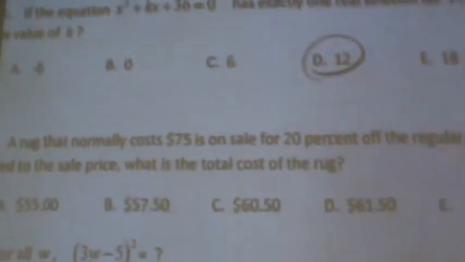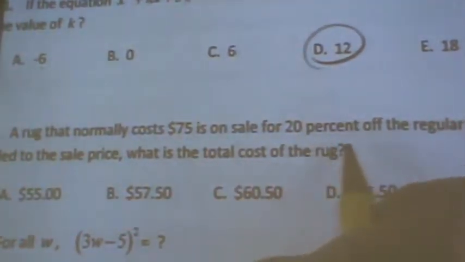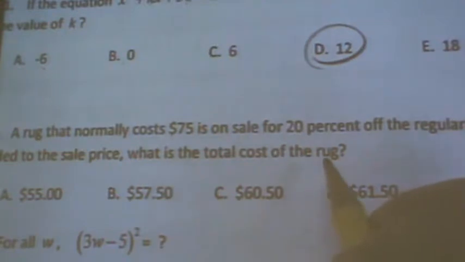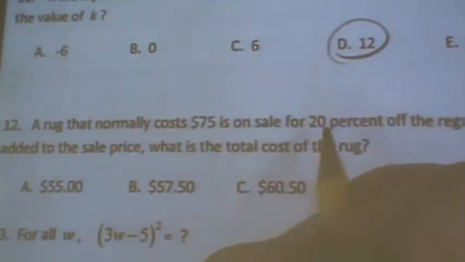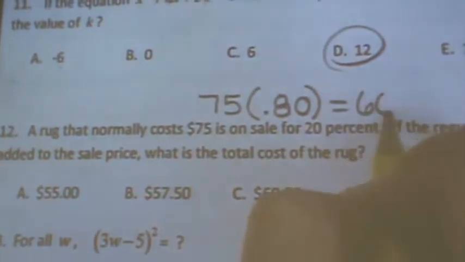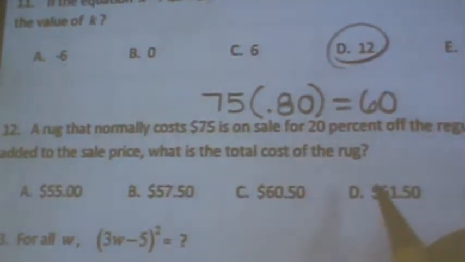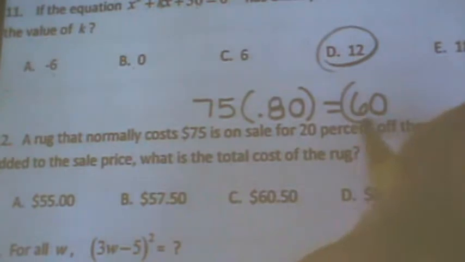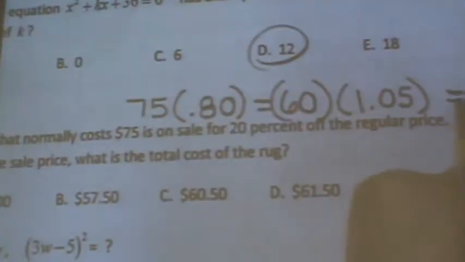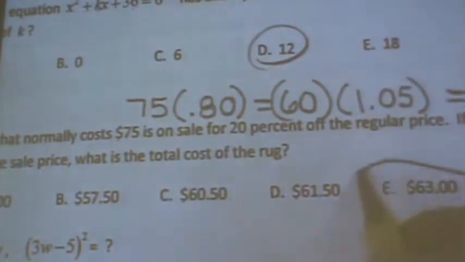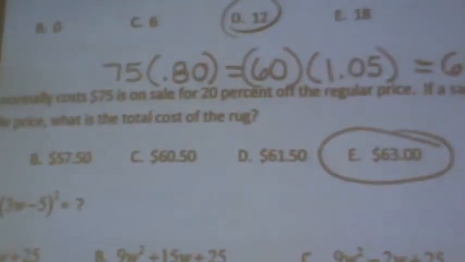Number 12, a rug for $75 is on sale, it's 20% off the regular price. So if it's on sale for 20% off, what are you going to pay? You're going to pay 80%, so 75 times 0.80 is $60. But you have to pay 5% sales tax, so you take this and you multiply it by 1.05 and you get $63. Questions?